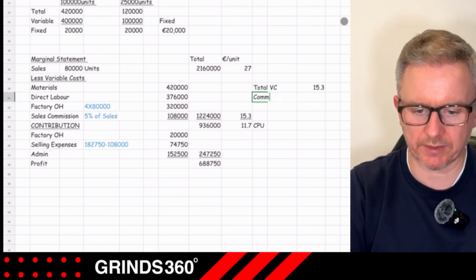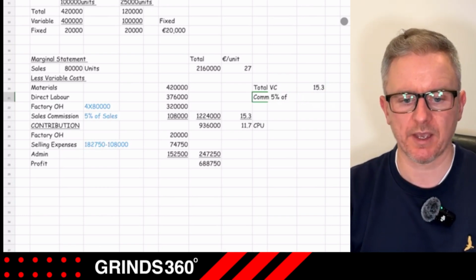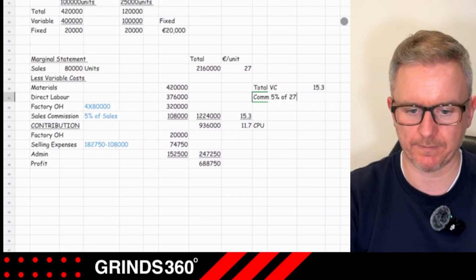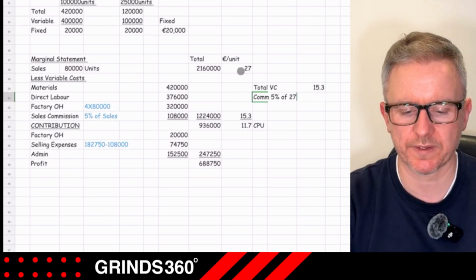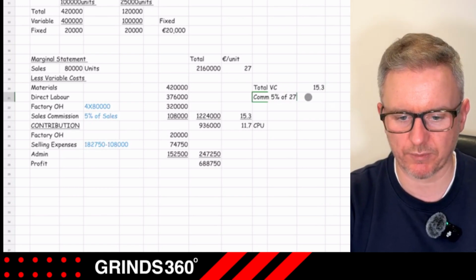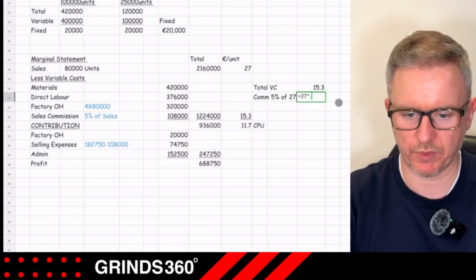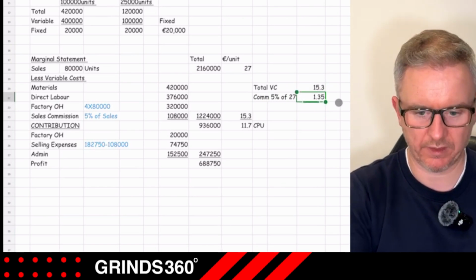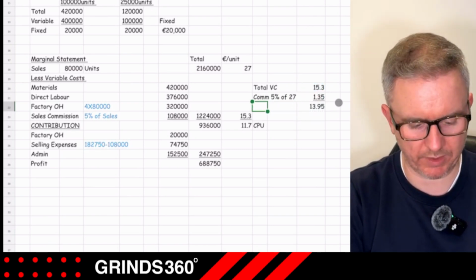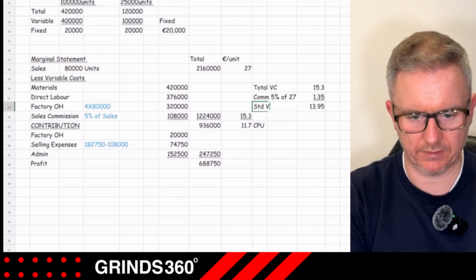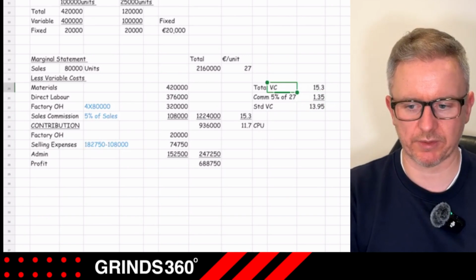Now think about how you got the commission. It was 5% of your sales, but we're doing it on a per unit basis. So 5% of 27. That's where that's coming from, okay? So see your figure here, your €27, your selling price per unit. So 5% of that is your commission. So we worked that out. So we're saying 27 times 0.05, so €1.35 for commission. So that means then that our standard variable cost is €13.95. Okay, so now you have everything you need to answer all the questions that go with this.